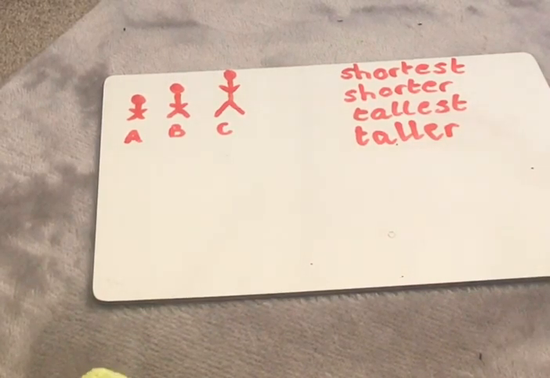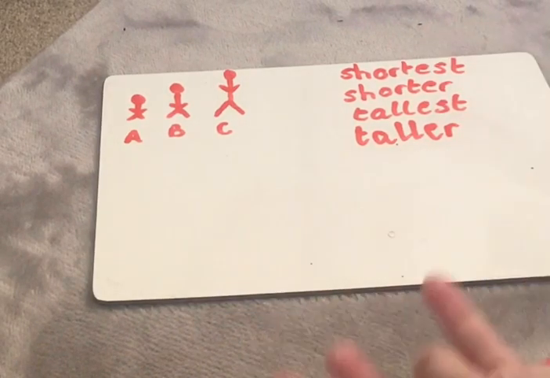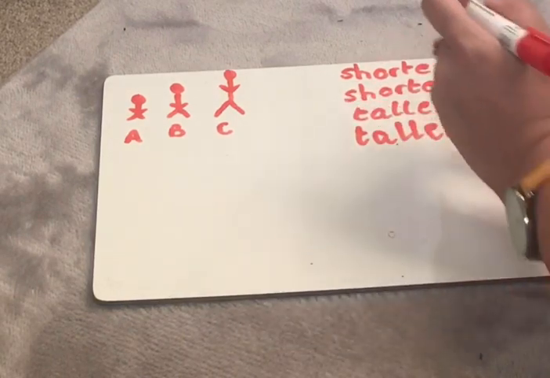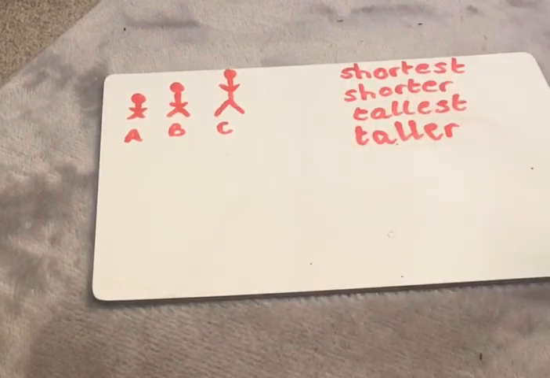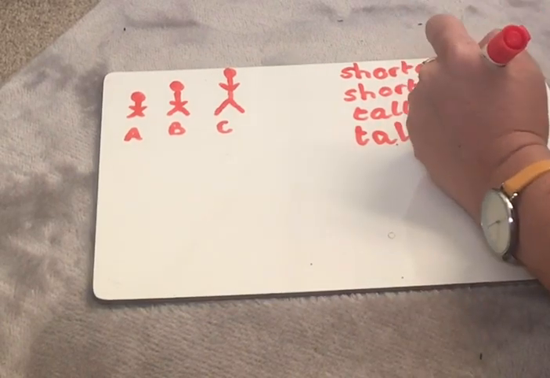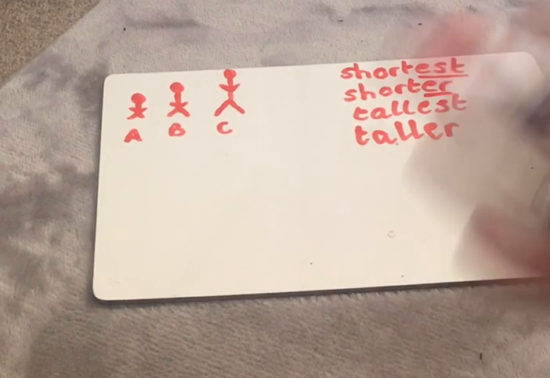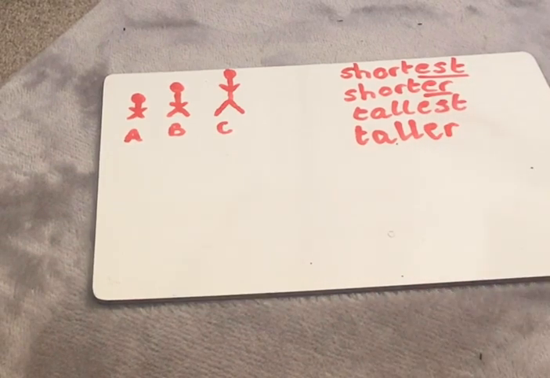Hello Year 2C. So today in English we're actually doing something similar to what we've just done in maths, and that's using words to compare. Now you used words such as heavier and heaviest. Now these are called a suffix, er and est, and a suffix is just something that goes on the end of a word that we add on so that we can change its meaning.